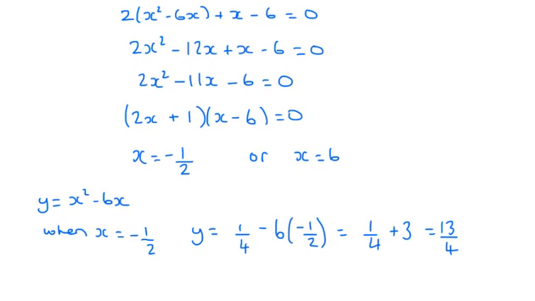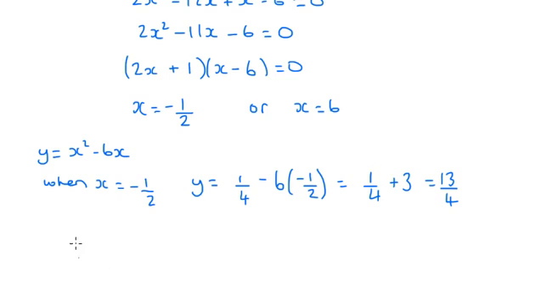And for the other one, when x is 6, that's going to be a little bit easier to work out. Y is going to be 6 squared, which is 36, take away 6 lots of 6. So that's going to give us 36 take away 6, which is 0.